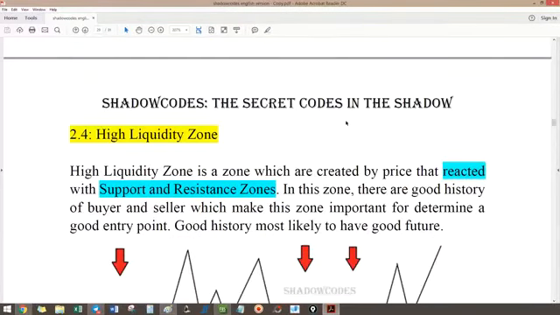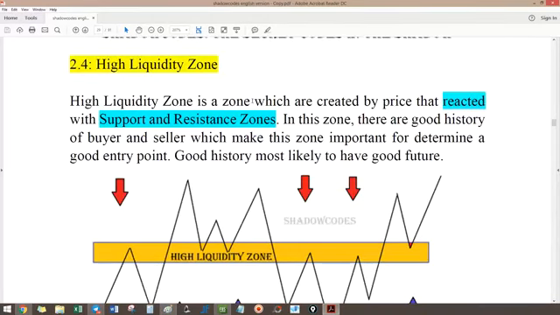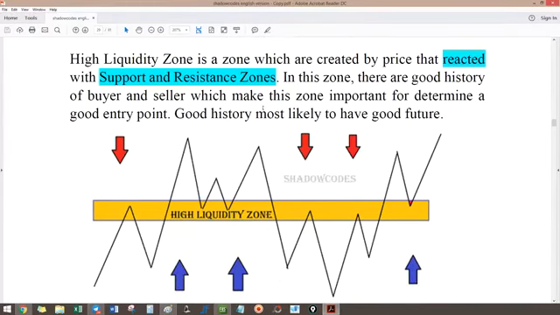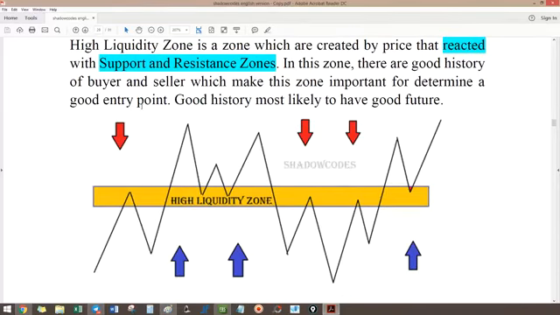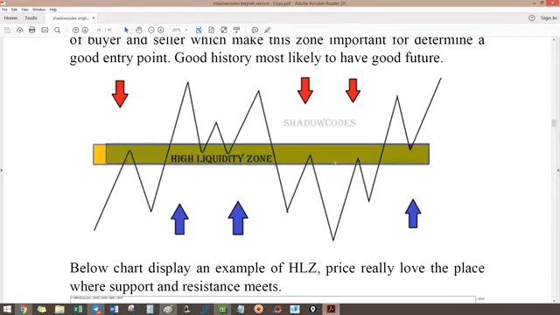All right, high liquidity zone. A high liquidity zone is a zone created by price that reacted with support and resistance zones. In this zone, there is a good history of buyers and sellers, which makes this zone important for determining a good entry point. Good history most likely leads to a good future. So in a high liquidity zone, we will find a trade in this area. This is a very good area to find a trade.